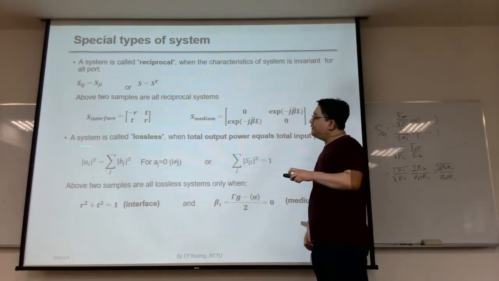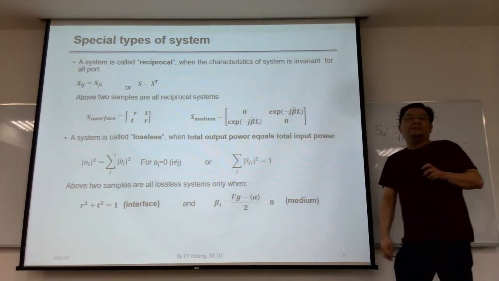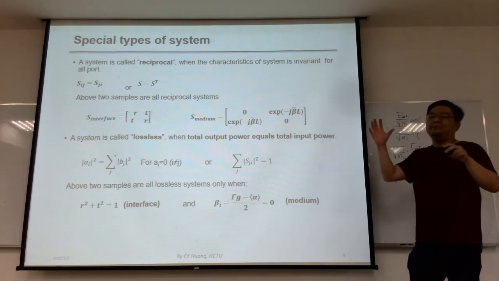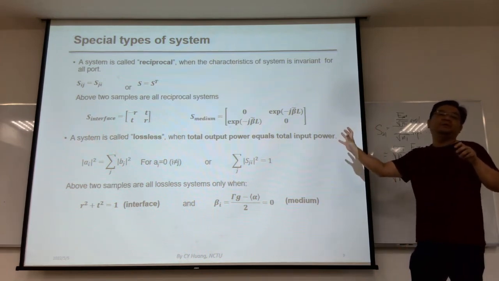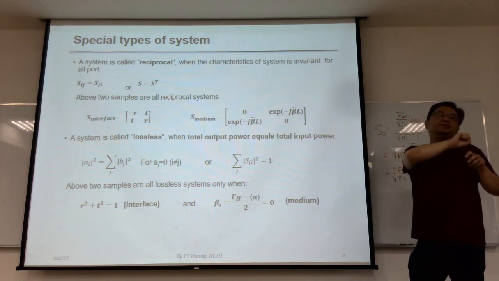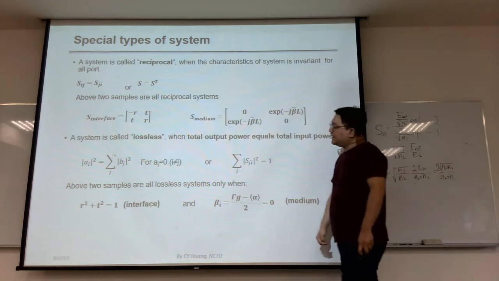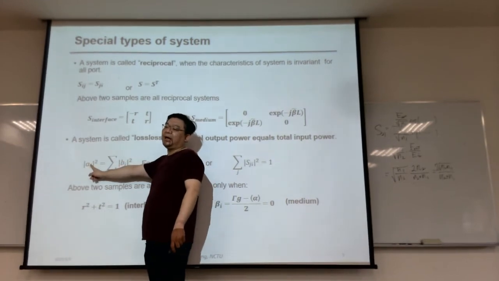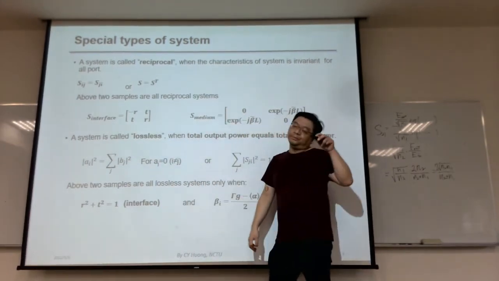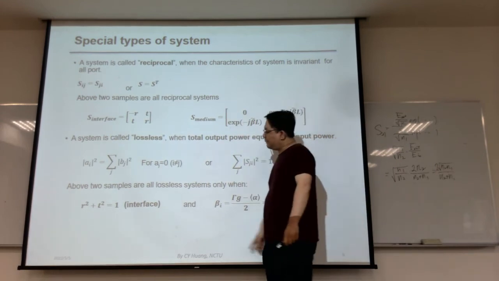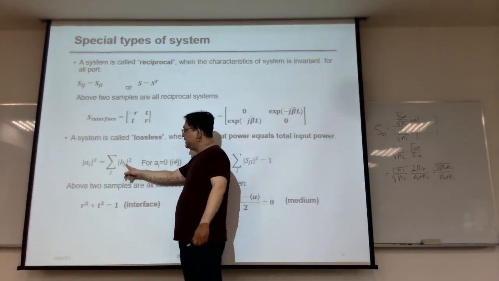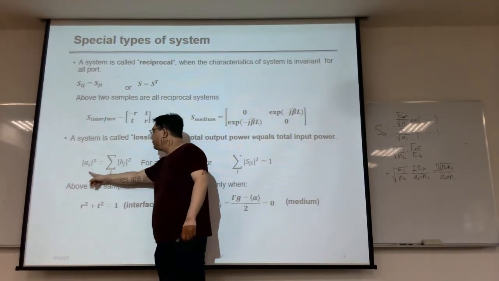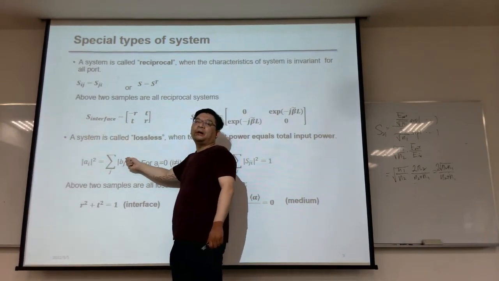Second, if a system is called lossless, what does lossless mean? That means the summation of output power should be equal to the summation of input power. So let's consider if we only have input power from port i. Then you input power into port i and it will scatter into all output ports. So that will be a summation of Bj. So the total input power from i should be the summation of all output power.